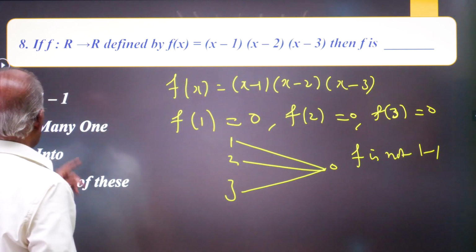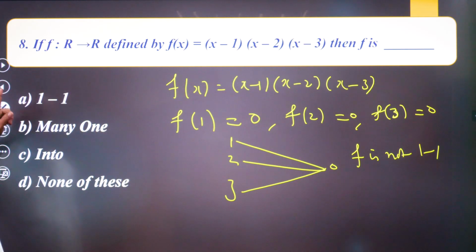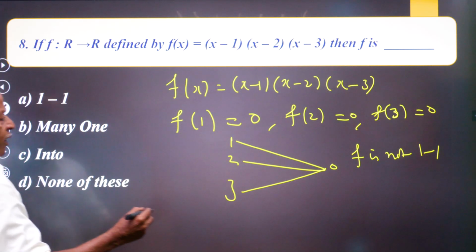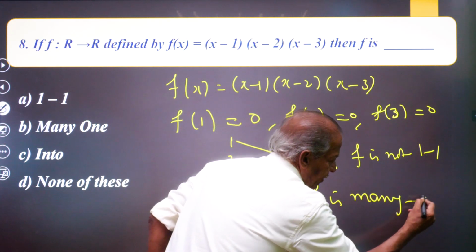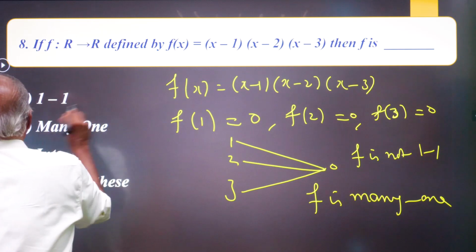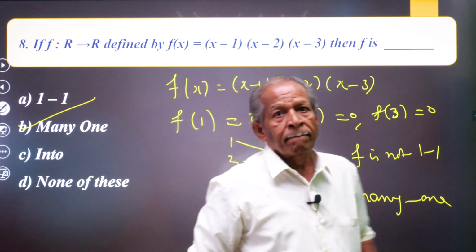Our question's corresponding answer is 1-1 or not 1-1 on 2. Now, not 1-1 means automatically f is many-one. F is many-one. That is the correct answer. B is the correct answer.